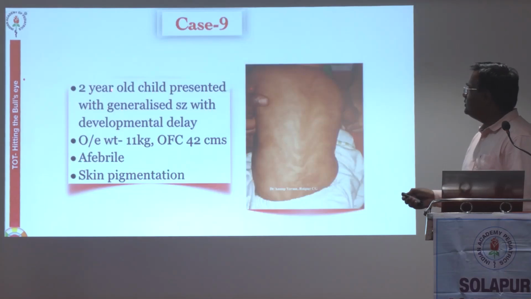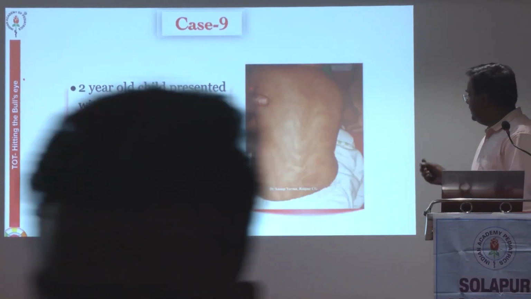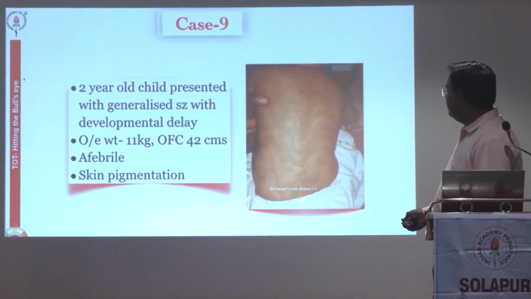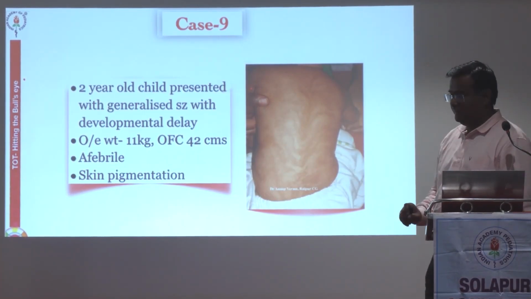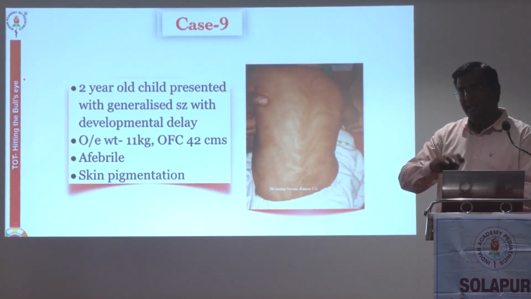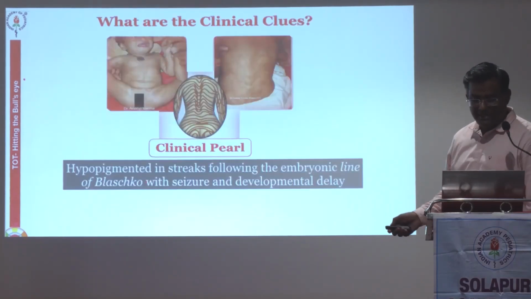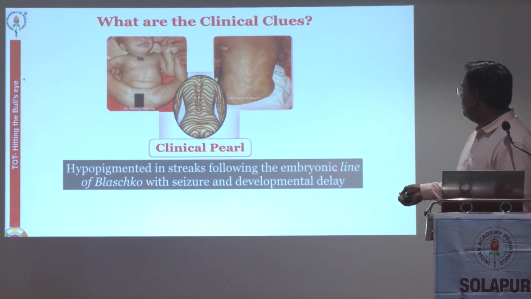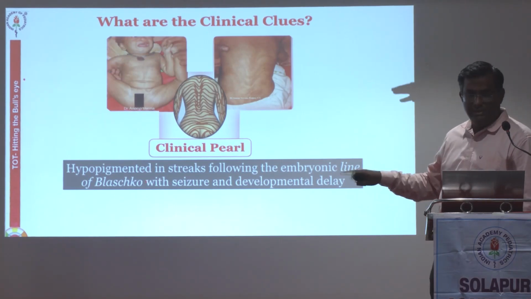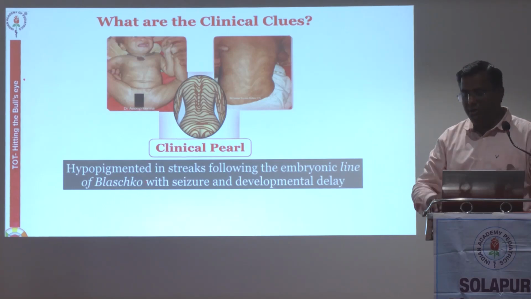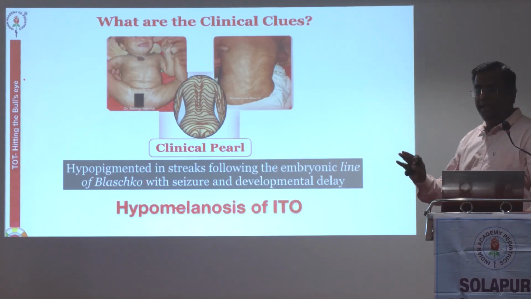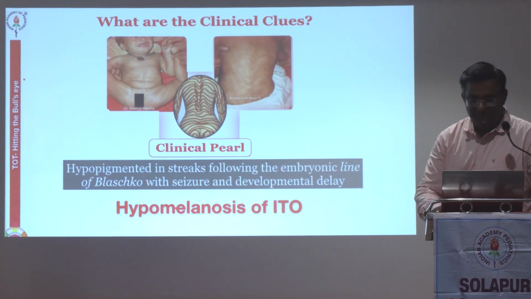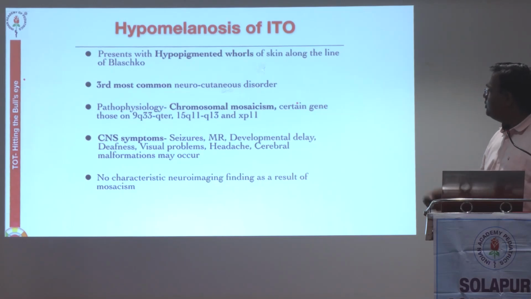Next case, a 2 years old male child with generalized seizures, developmental delay, and this type of pigmentation. Yes, the diagnosis is hypomelanosis of Ito. And what are these? These are hypopigmented streaks, hypopigmented whorls in the embryonic lines of Blaschko. With seizures and developmental delay, as sir has already told, it is hypomelanosis of Ito. Yes, along the embryonic lines of Blaschko. So hypomelanosis of Ito is a hypopigmented whorl of the skin.